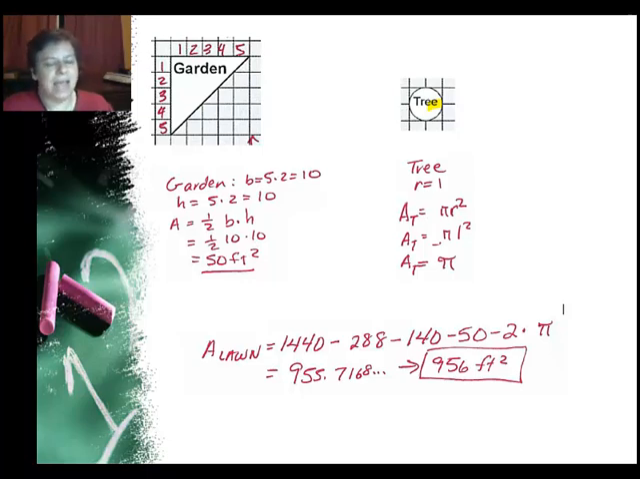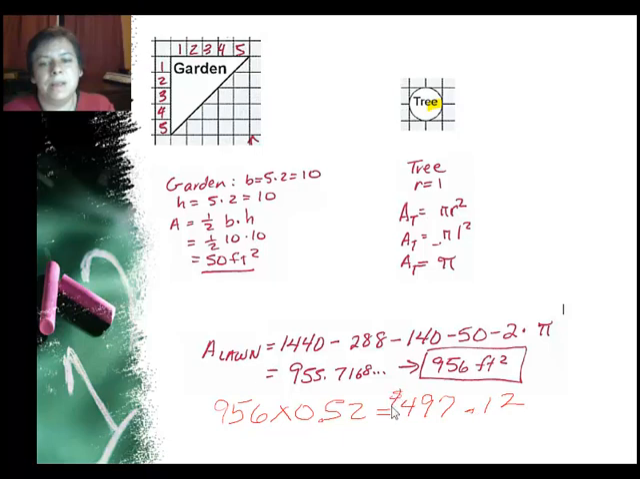Now I forgot to add one little piece. I need to calculate the cost. So since I know that 950 square feet is how much I'm going to need, I multiply that times the 52 cents per square foot. So it should be about $500, but I'm going to take my calculator right now, 956 times 0.52, or 52 hundredths, and I get $497.12. So about $500 to resod the garden.